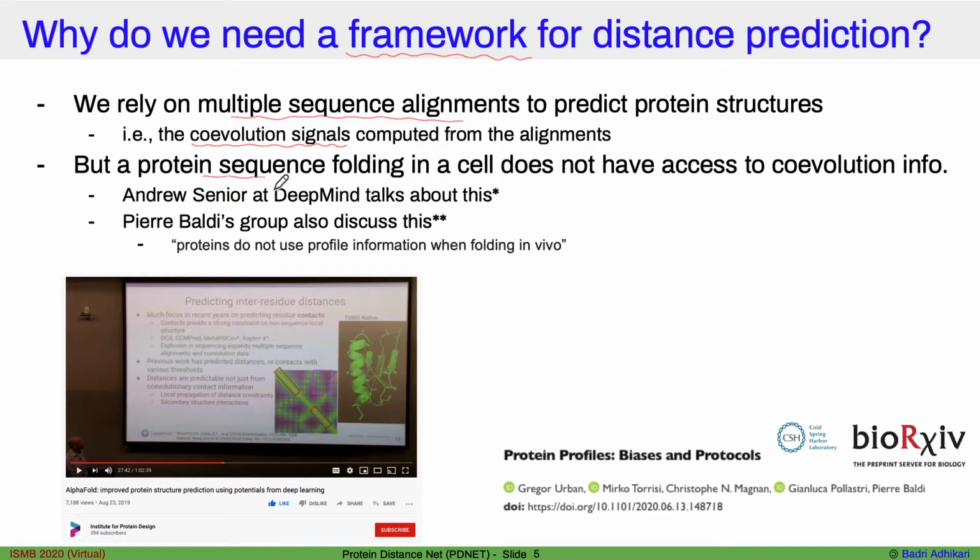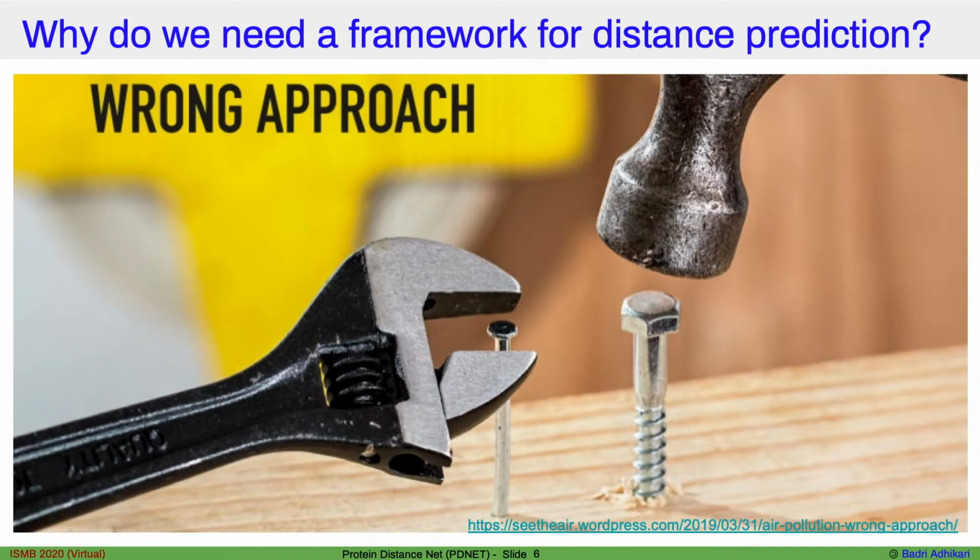But a protein sequence folding in a cell does not have access to co-evolution information. Andrew Senior at DeepMind talks about this, and recently Professor Baldi's group also discussed this. So we may be wrong. It is possible that multiple sequence alignments are not the solution to the protein folding problem. We all know that we are very far from solving the protein folding problem.